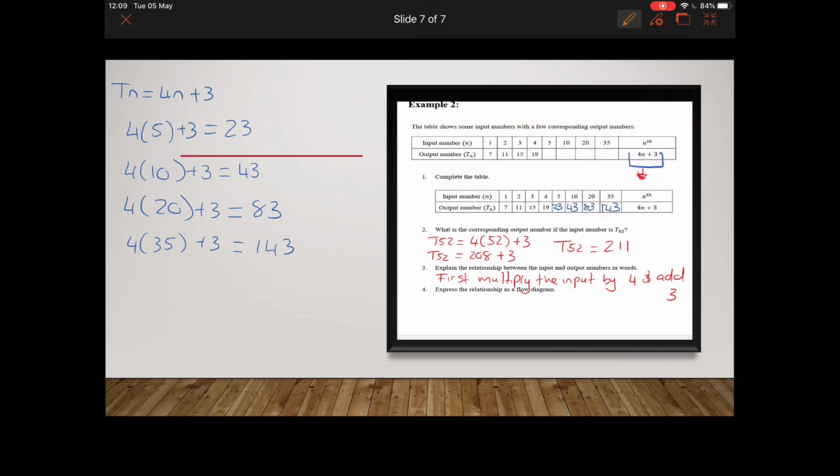And then the final question says, express the relationship as a flow diagram. Okay, so if I have to do this as a flow diagram, I'm just going to do this right over here. So I'm going to have my input and my output over here. So my input is my n value and my output is my Tn value. So what needs to happen is any number that goes in needs to first be multiplied by 4 and then 3 needs to be added, and that will give you my output.